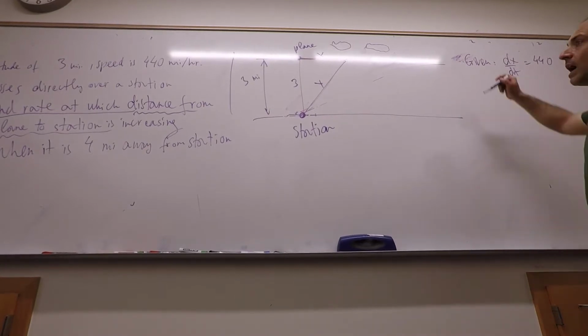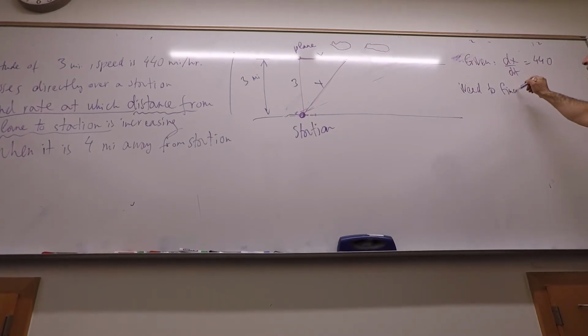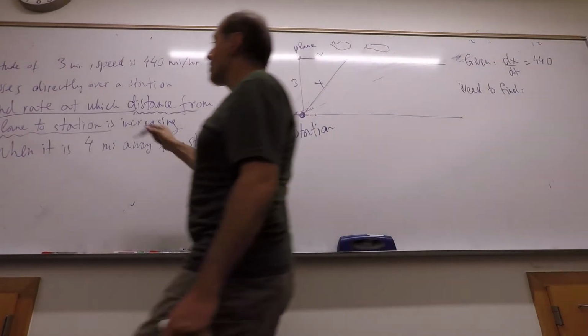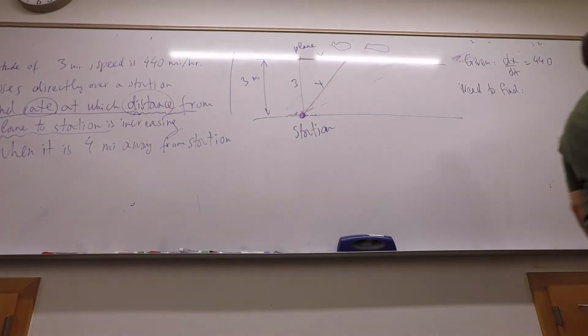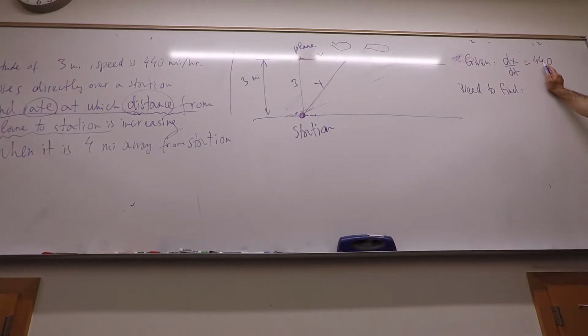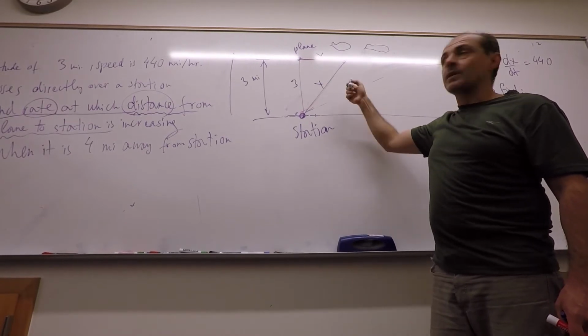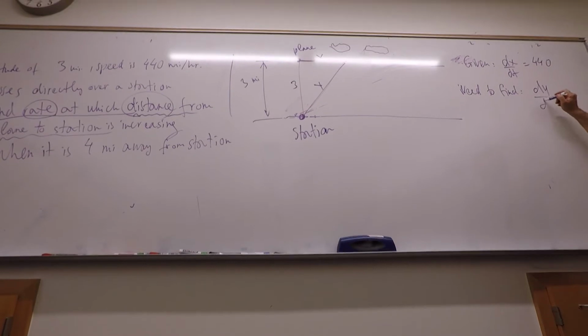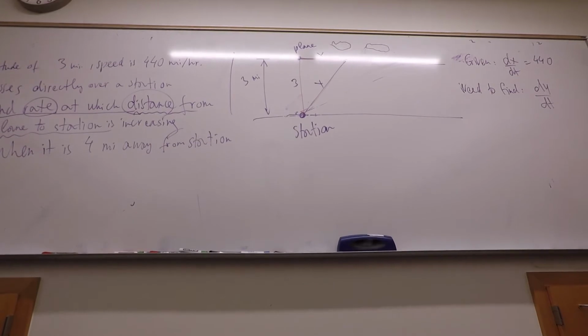Okay. So what do we need to find? Rate of change of which variable? x or y? The y. X we know is changing; this is the rate of change of x because that's the speed of the plane. But the y is the distance from the station to your plane, and that one is also changing. We want to find dy dt. That's the rate of change of the distance from the plane to the station. Right?